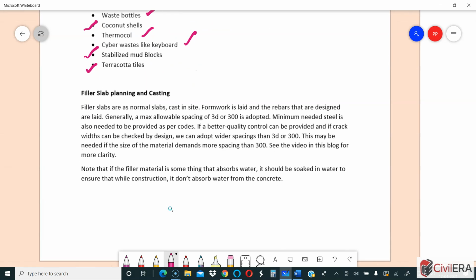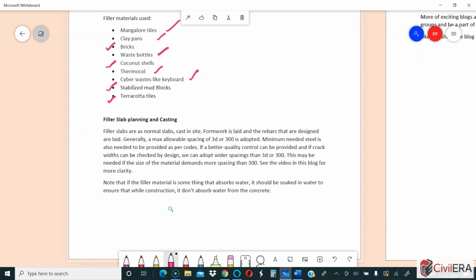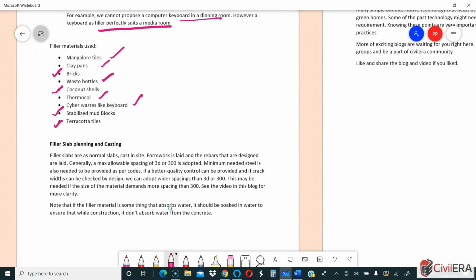Now, some of the planning and concreting at site related aspects. So here, filler slabs are normal slabs cast in situ. Now, formwork is laid. I already sketched and showed you. And then the rebars that are designed are laid.